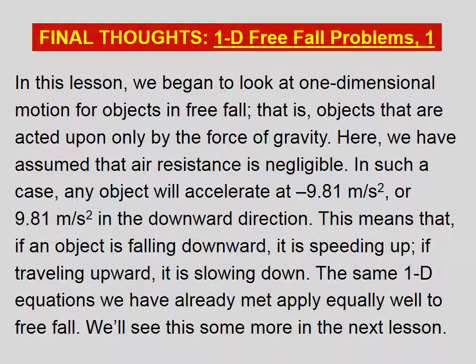Final thoughts on 1D freefall problems 1. In this lesson, we began to look at one-dimensional motion for objects in freefall. That is, objects that are acted upon only by the force of gravity. Here, we have assumed that air resistance is negligible. In such a case, any object will accelerate at negative 9.81 meters per second squared, or 9.81 meters per second squared in the downward direction.